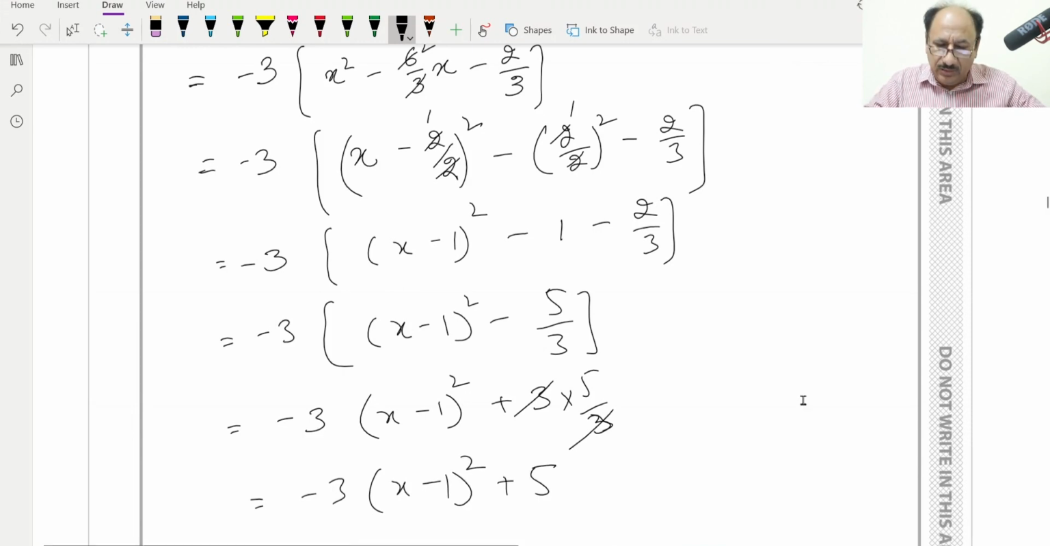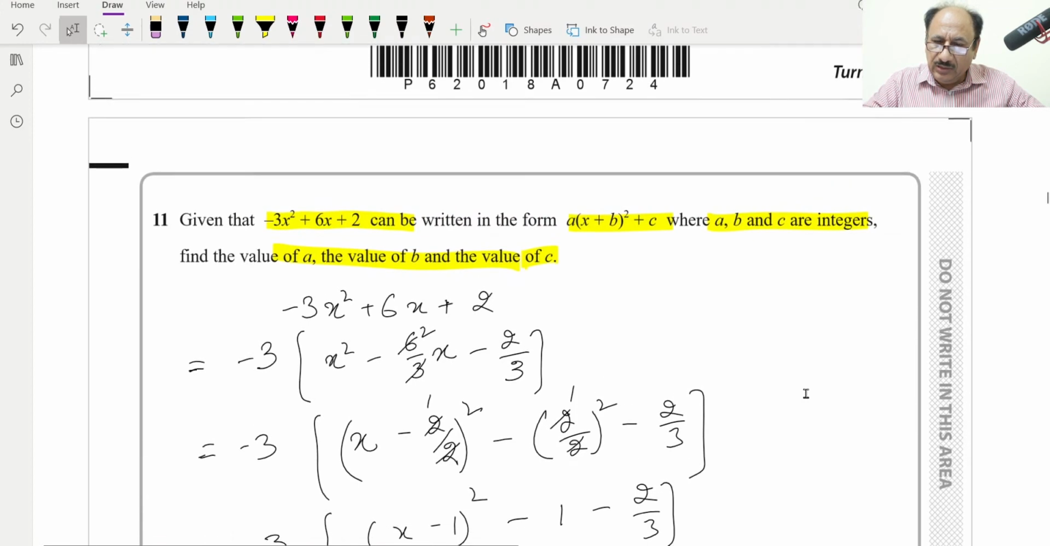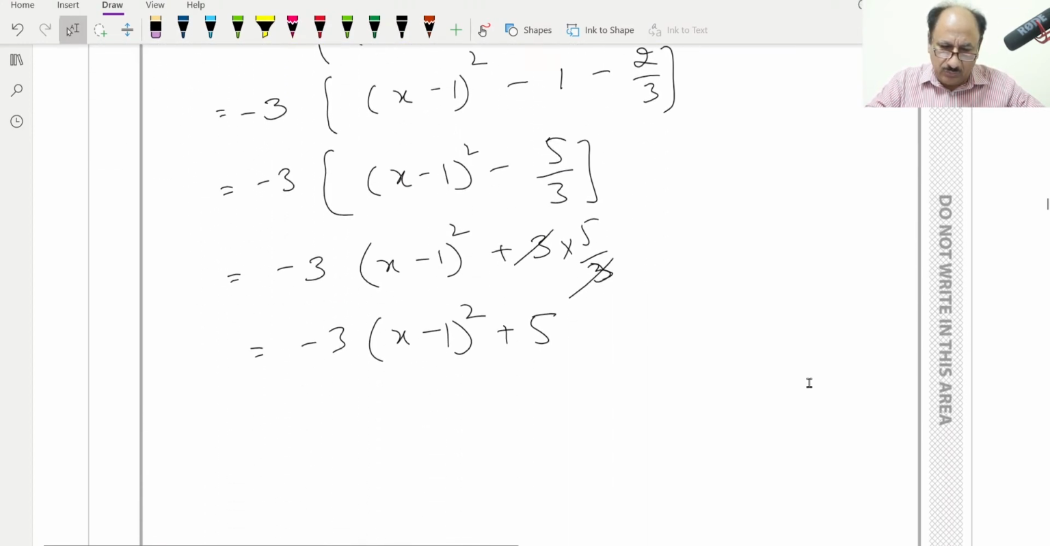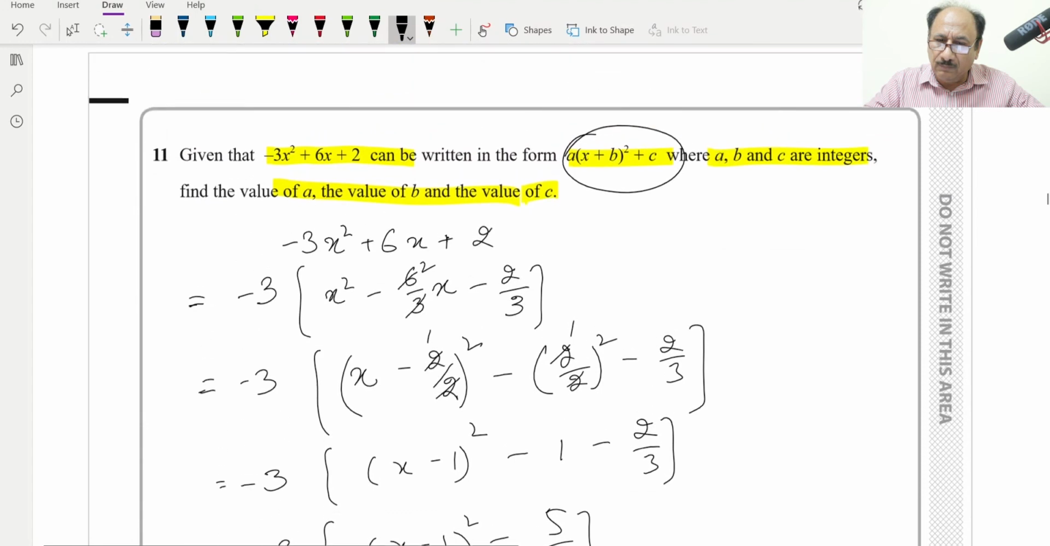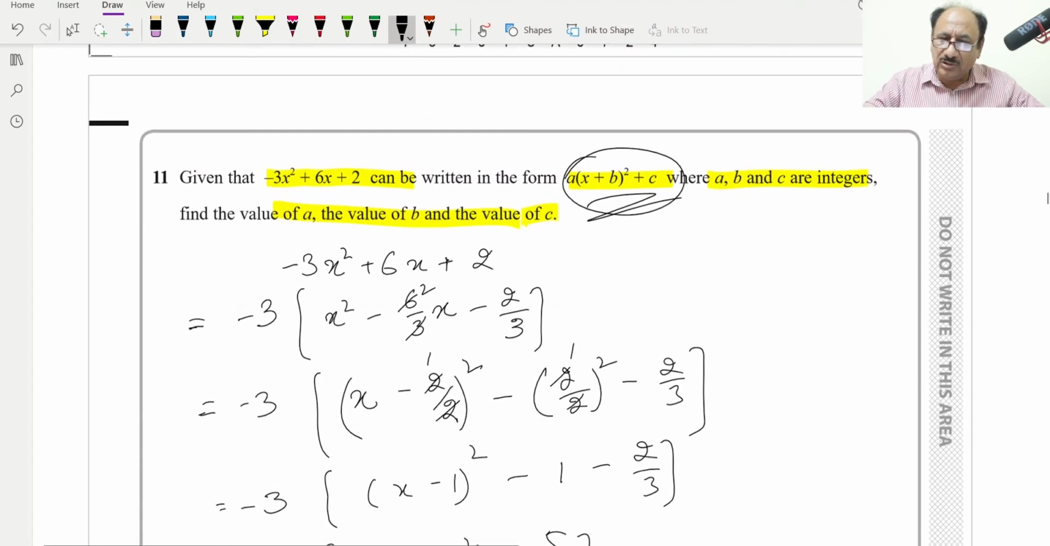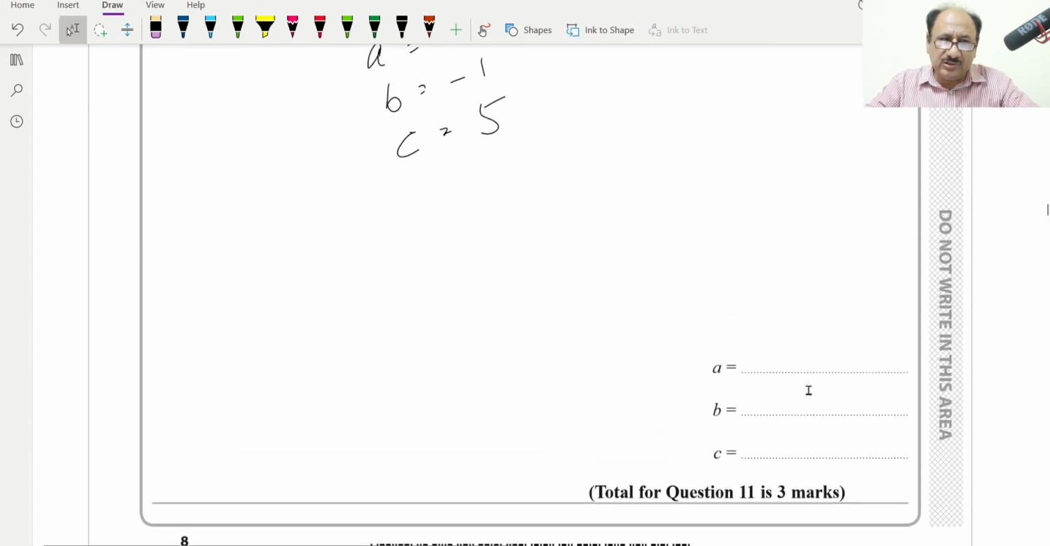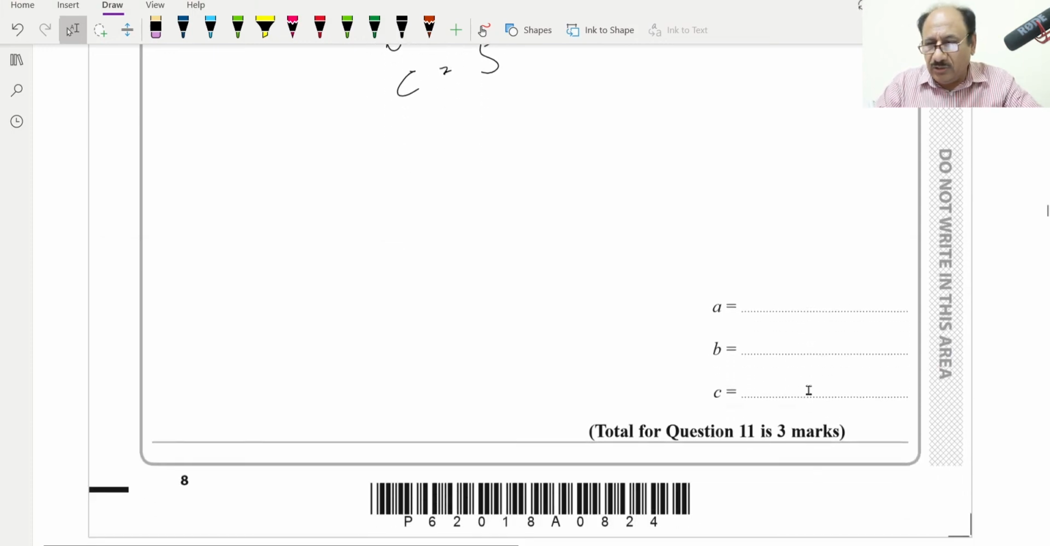Now we can see the a, b, c values we have to provide. a is equal to minus 3, b is equal to minus 1, and c is equal to 5. We can compare with this equation and write down the values of a, b, c, and these a, b, c values we have to provide over here, so I will copy the same values over here as well.